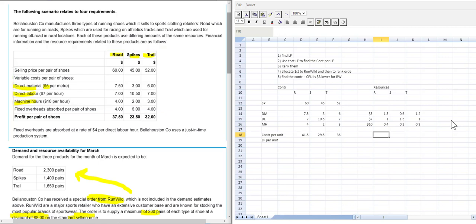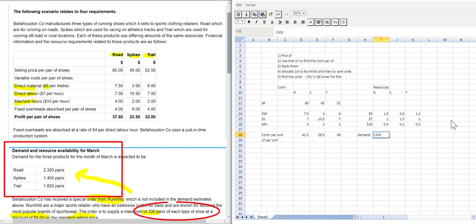All right. So now we need to find out what our demand is that we need for those resources. So demand is 2300 plus 200, remember. So you might as well put them both in at the same time because it includes the Run Wild. And then we've got 140 plus 200. And then we've got 1650 plus 200. So remember, it includes Run Wild.